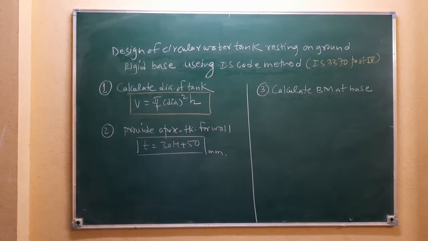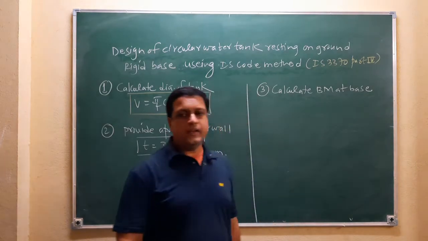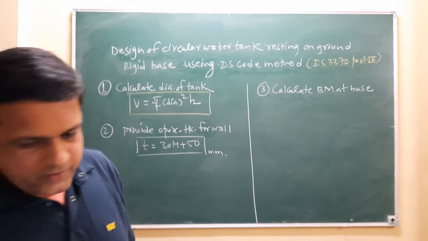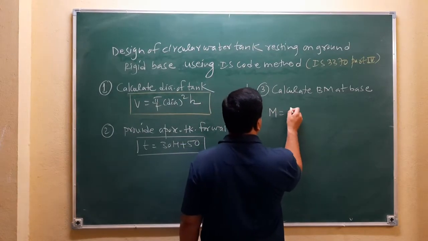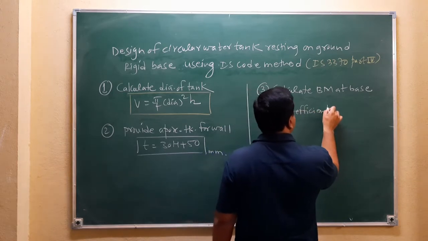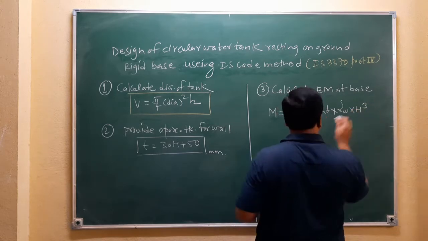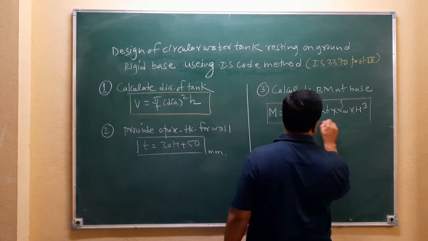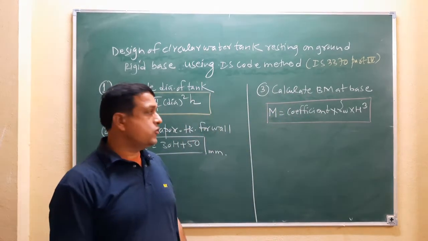When you want to find out the bending moment in the IS code method, the formula is available in the IS code on page number 36. Okay, so what is the formula? Bending moment M is equal to coefficient into gamma W into H cube. So this is the formula for finding the bending moment using the IS code method.